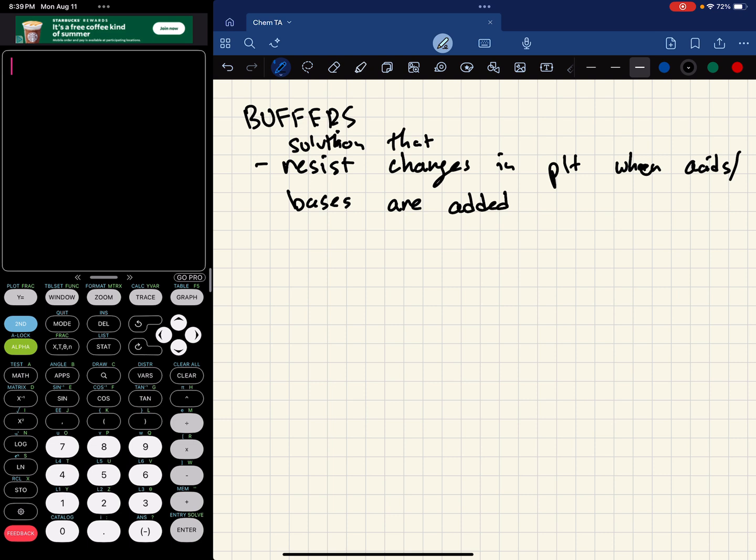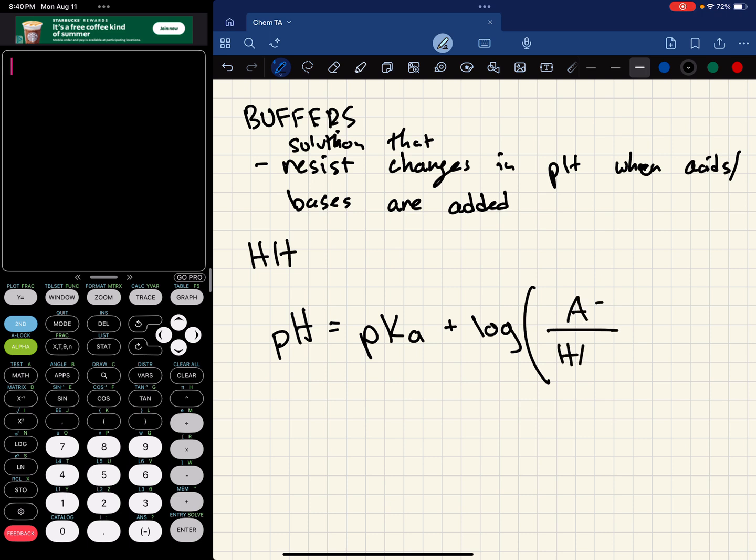The equation you're going to use for this is called the Henderson-Hasselbalch equation. I'm pretty sure you have it on your exam, so don't worry about that. But here's what it is. This is what we use to build buffers. pH equals the pKa plus log of the base over acid. This is our equation.